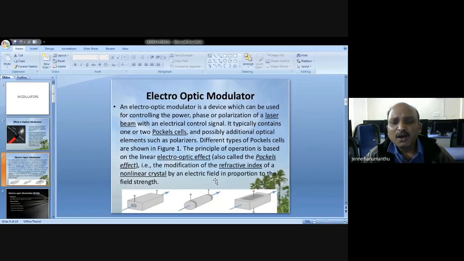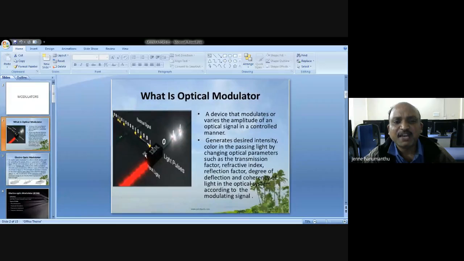Generally, what is the meaning of the refractive index of the nonlinear crystal? See, in this place, you can place a nonlinear crystal. If you place it, what happens? I will show one more diagram.